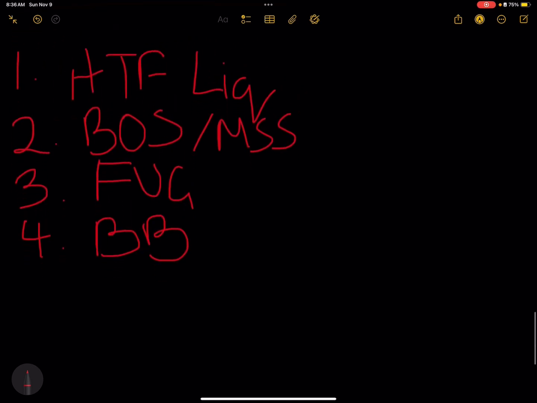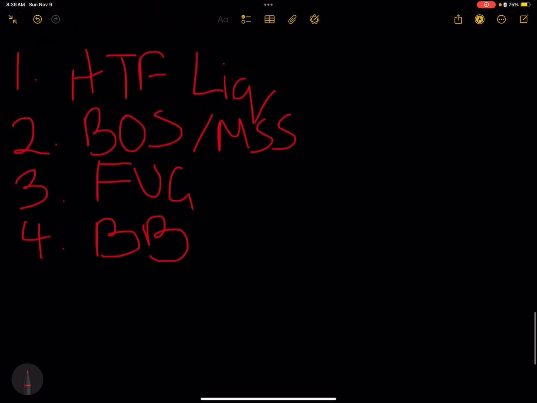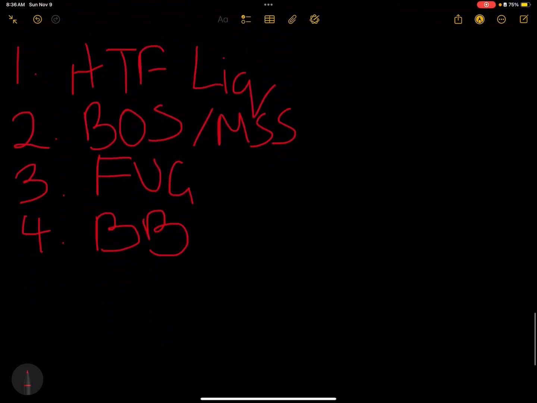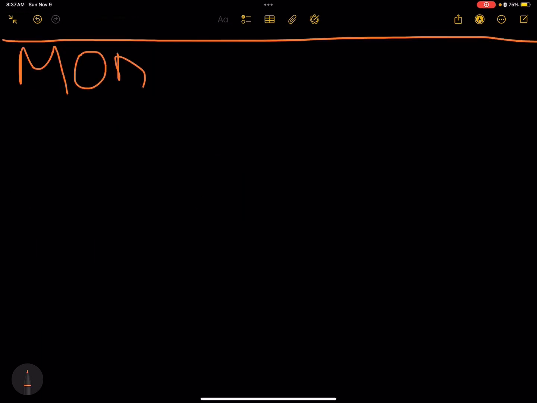So this is what must be met: higher time frame liquidity, a break of structure or market structure shift, a fair value gap, and then a breaker block. These are the confluences I use for model 4. So I'm going to go on the charts and show you what model 4 looks like. All right, and then from there we're going to go to model 5.